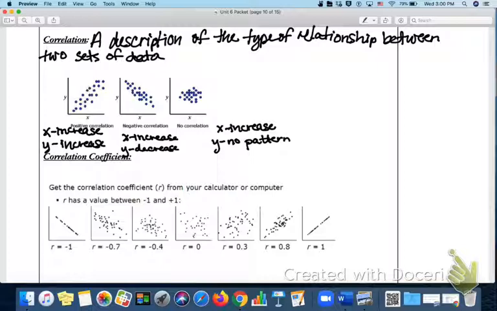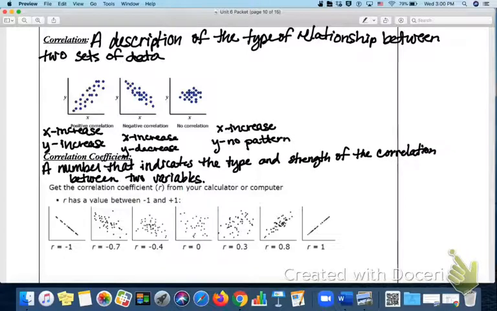So what is the correlation coefficient? This is a number that indicates the type and the strength of correlation between variables. You're going to be able to get a very accurate correlation coefficient from your calculator or computer. R has to be a value that is between -1 and +1. So you can look at some of the examples here.